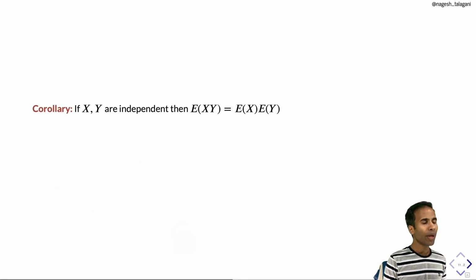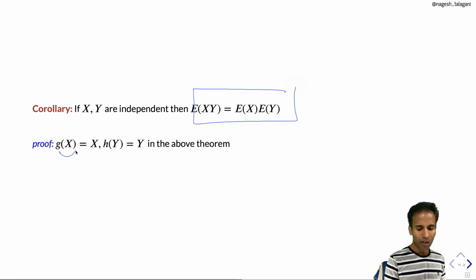Corollary: if x and y are independent, then we have the expectation of xy equal to the expectation of x times the expectation of y. It simply follows from the above theorem by taking g of x equal to x and h of y equal to y. Okay, fine.